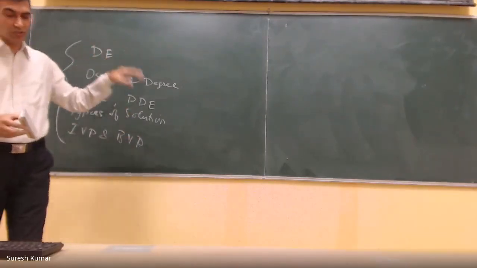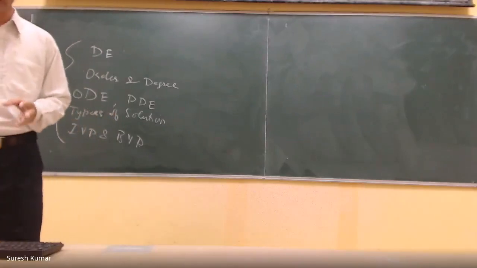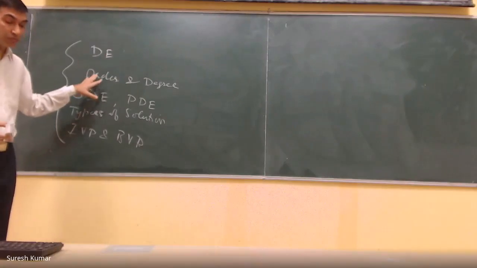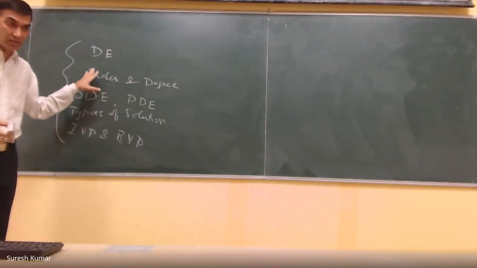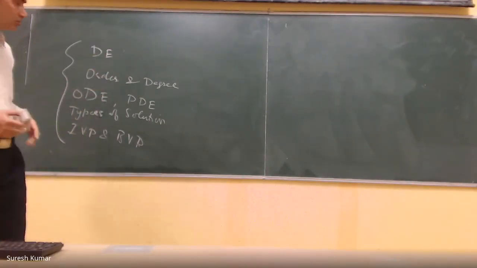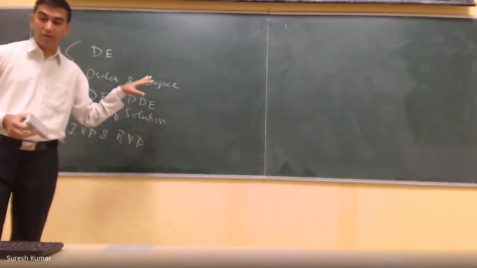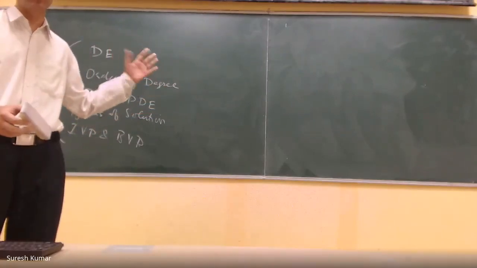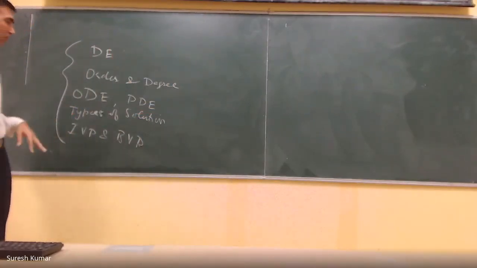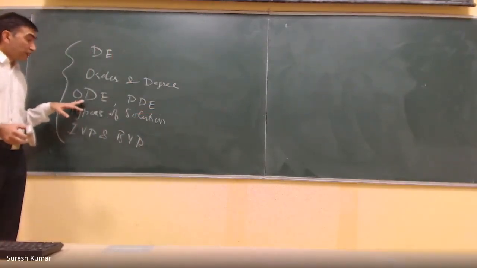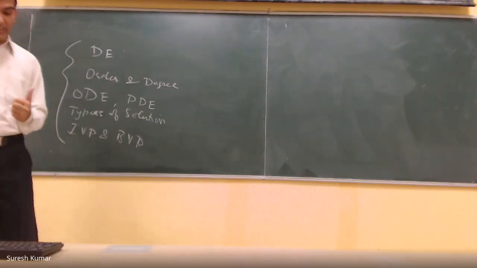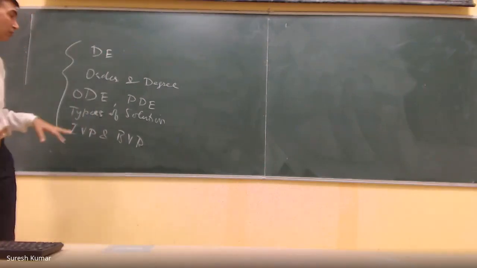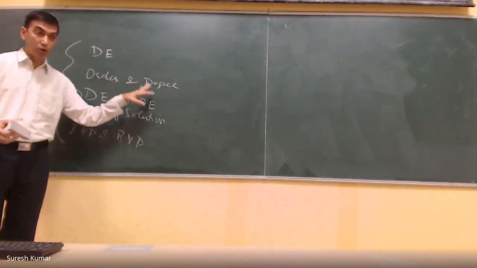What's a differential equation? An equation involving a dependent variable and its derivatives. What is order? The order of the highest order derivative occurring in the differential equation is called its order. Degree: the power of the highest order derivative occurring in the differential equation, provided it is free from radicals, etc., because the power should be an integer. What is an ordinary differential equation? One which carries only one independent variable. A partial differential equation carries more than one independent variable.